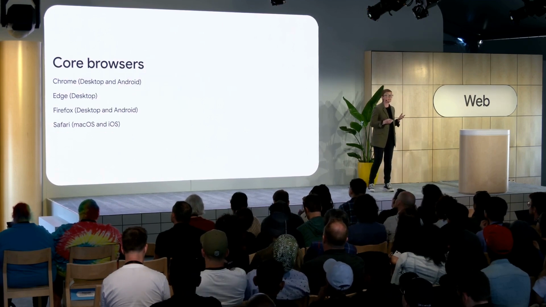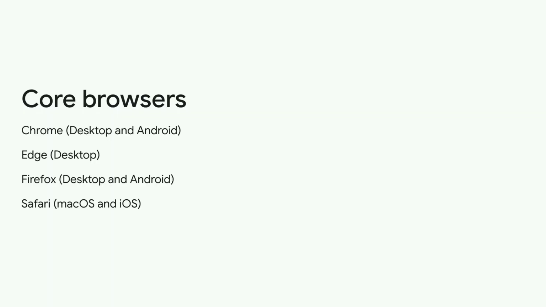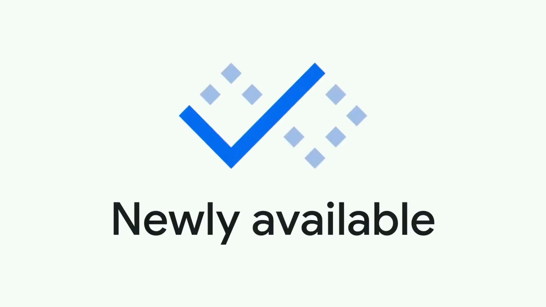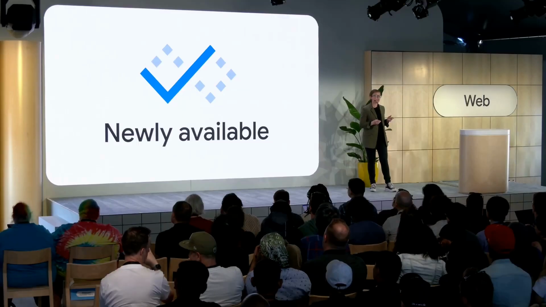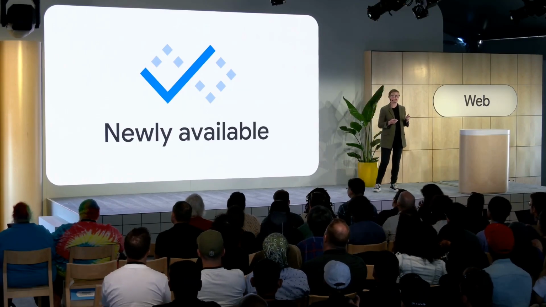So a key thing we had to do this year was figure out how to define Baseline. The features that you're going to see in this talk are all what we call Baseline newly available. That means they're interoperable across our core browser set, which includes Chrome, desktop and Android, Edge desktop, Firefox desktop and Android, and Safari, macOS and iOS. If something is Baseline newly available, you'll see that it's indicated by this blue logo, and you'll find this on Can I Use and MDN already, so you know at a glance that a feature is part of this group.